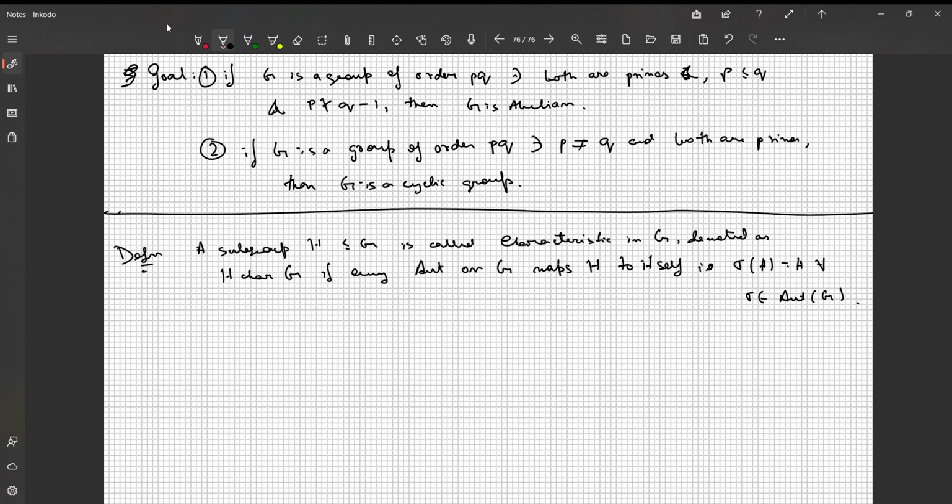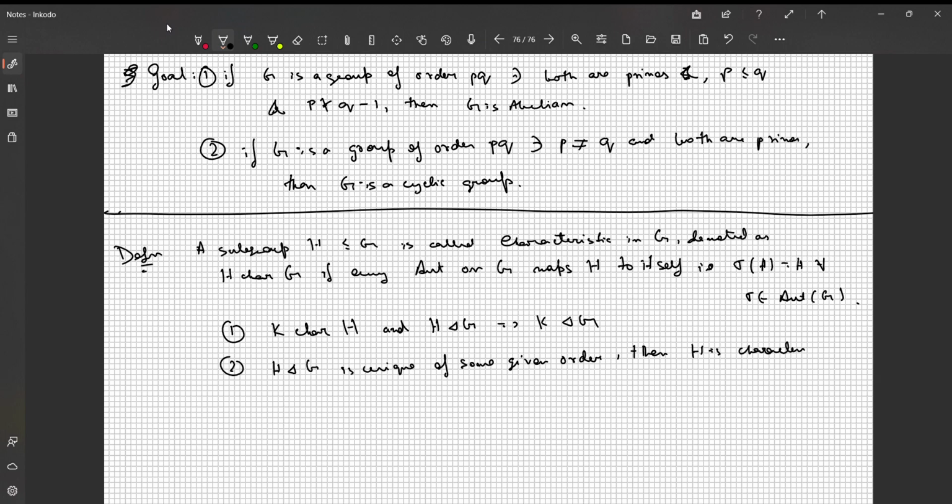Okay. So certain very evident observations from here: if K is characteristic in H and H is normal in G, then that implies K must be normal in G. And the second observation is that if H normal in G is the unique subgroup of some given order, then H is characteristic in G. Clear? Okay.